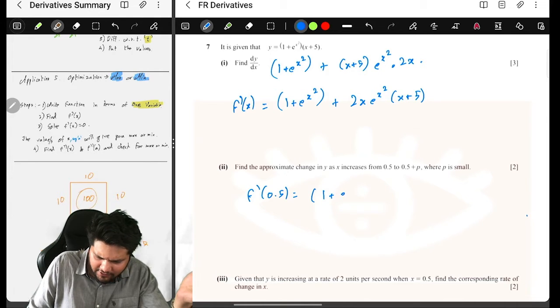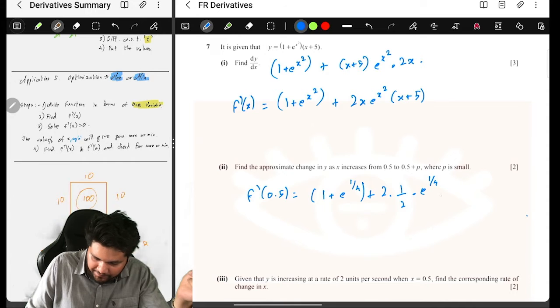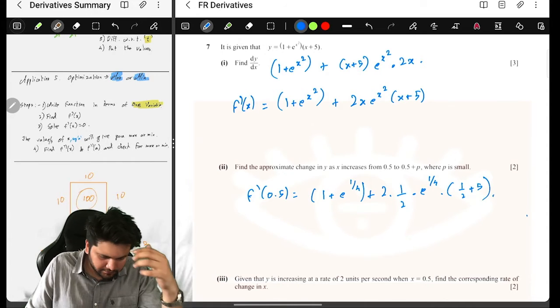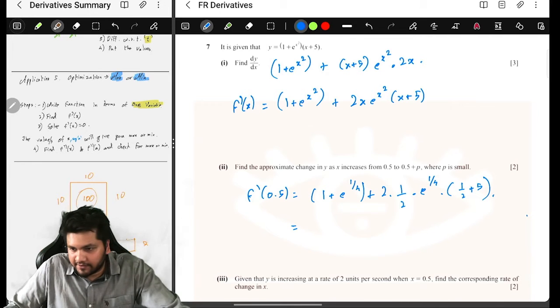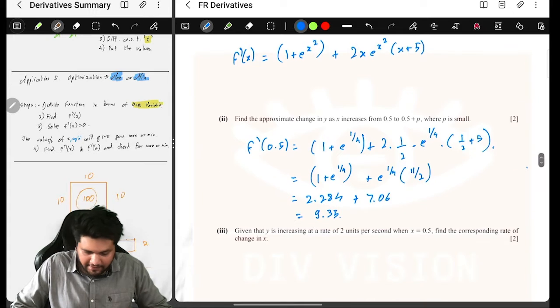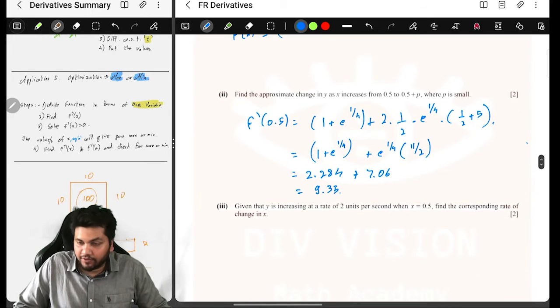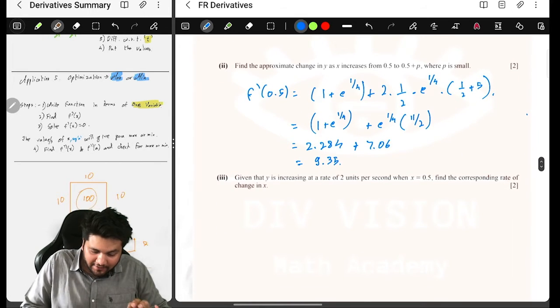So it's going to be 1 plus e to the power of, I'll just make it 1 by 2 so that it's going to be easier, so 1 by 4, plus 2 into 1 by 2 into e to the power of 1 by 4, that's 0.5 square, into x plus 5, so 1 by 2 plus 5. Yeah, makes sense. So we'll just put it in the calculator and get the value. So after solving, we'll get f dash of 0.5 as 9.35. Now here comes an interesting part.